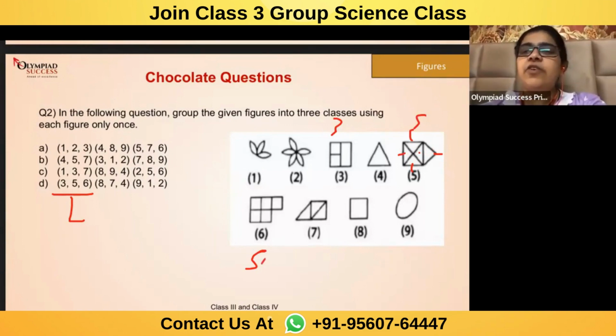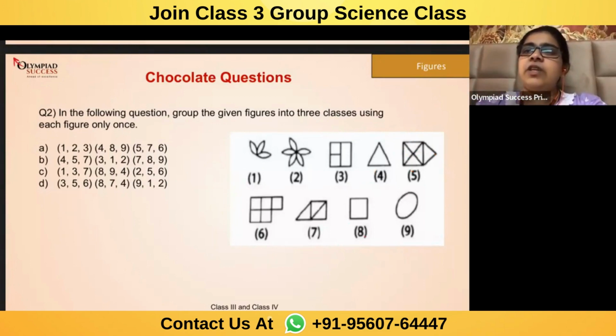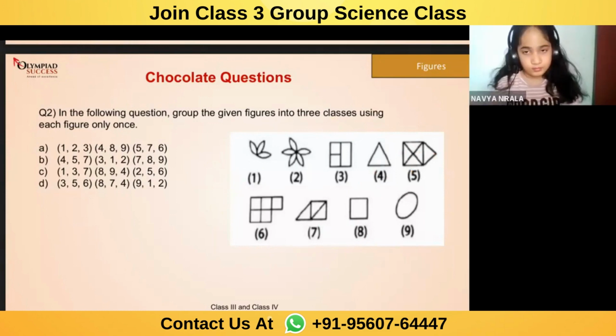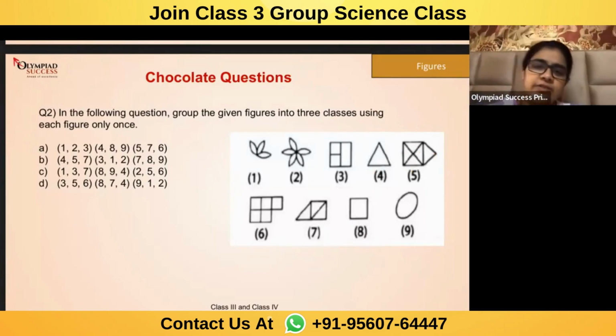And then 8, 7, 4. What is the similarity in 8, 7, and 4? 8 and 4 are single figures. But what will 7 do here? Nothing. Okay. So now, Navya, just a second. Shiven, come up and explain this quickly. You have only 1 minute and then I'll explain the question.